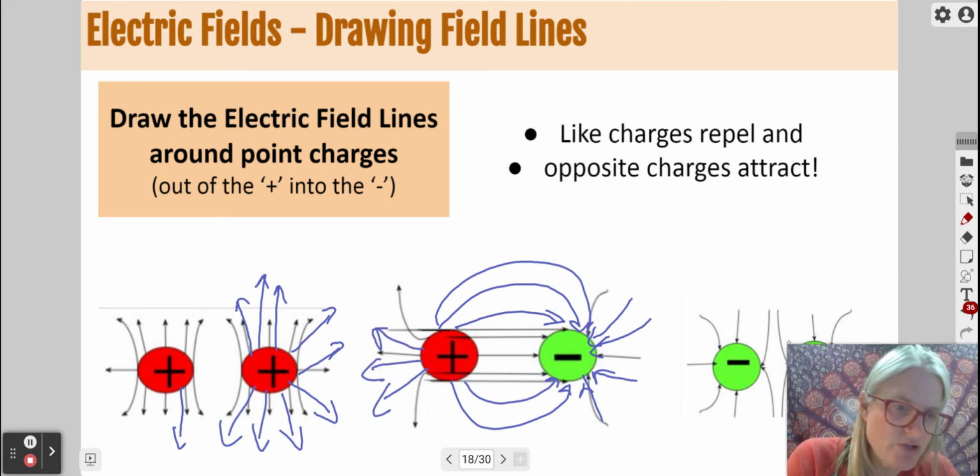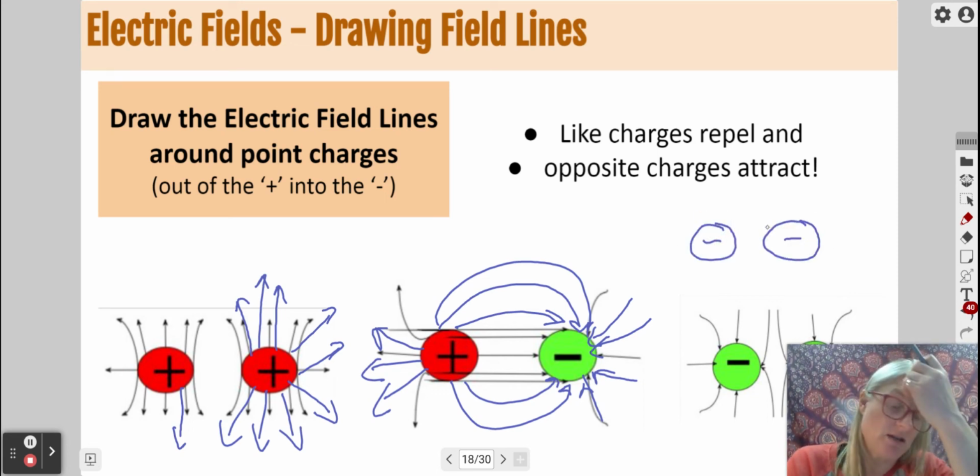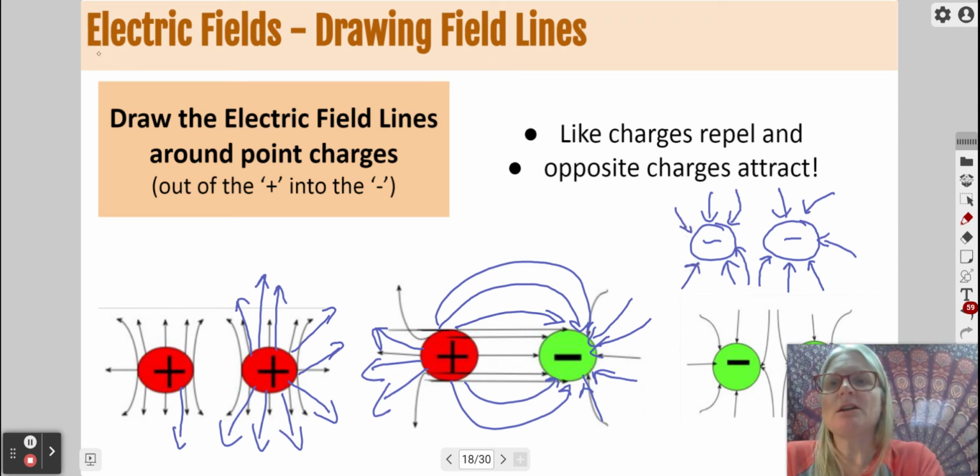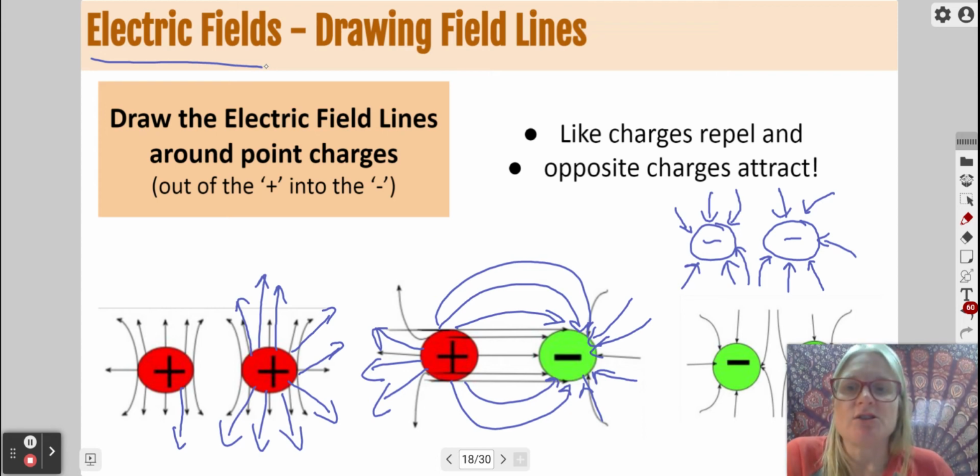And then underneath here we have two negatives, so I'm just going to draw them up here, two negatives. We know that field lines go towards a negative, but these charges are alike, so they repel each other. So our field lines are going to look like this. The field lines are coming into the negatives here and into here, but they're not going to attract each other at all. So there won't be any field lines in between them. All right, so that's drawing electric field lines. You're out of the positive into the negative.